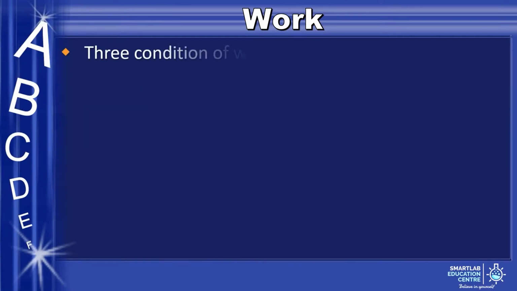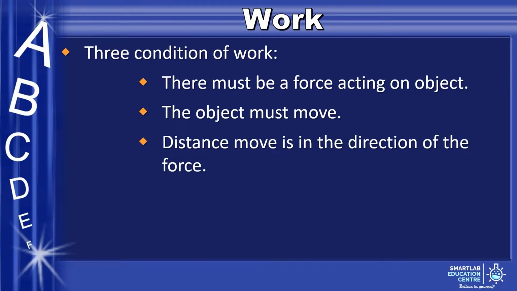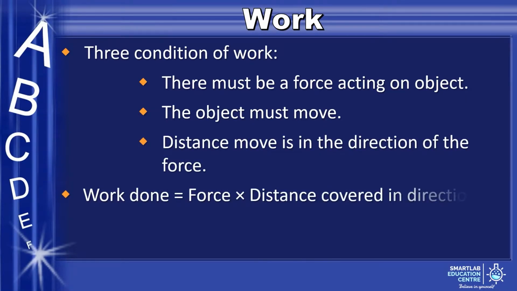To do work, we need to satisfy three conditions. There must be a force acting on an object. The object must move. And the distance moved is in the direction of the force. The formula for work done is the force multiplied by the distance in direction of the force.